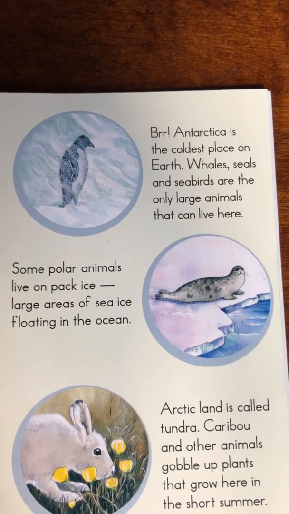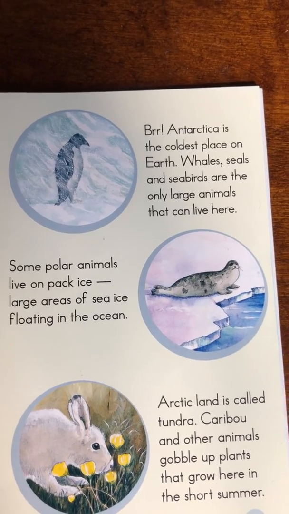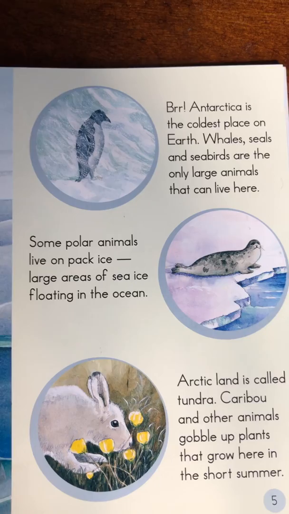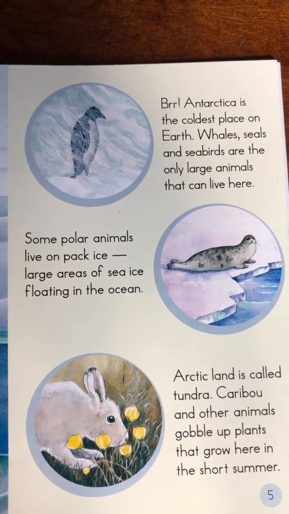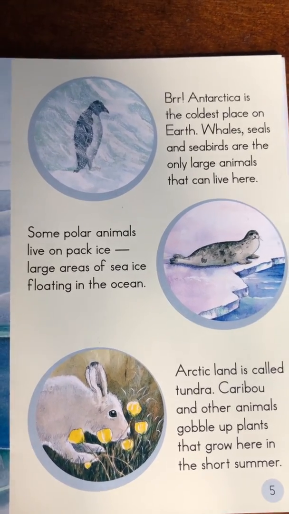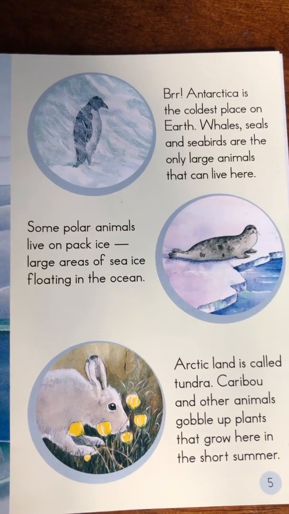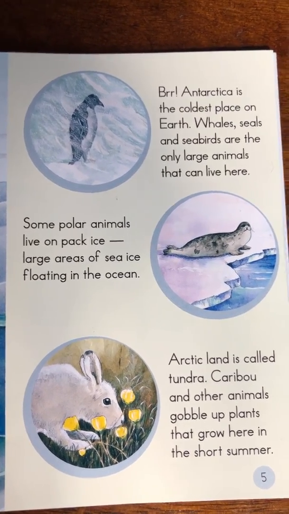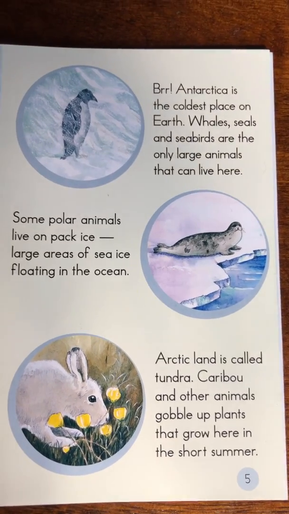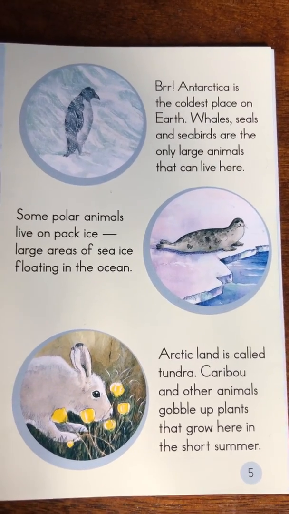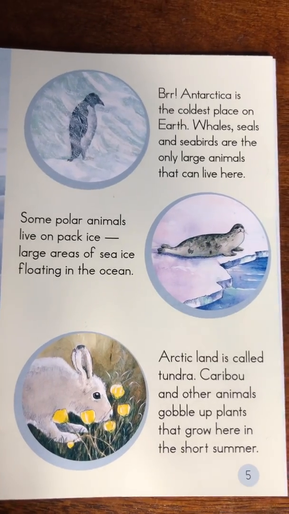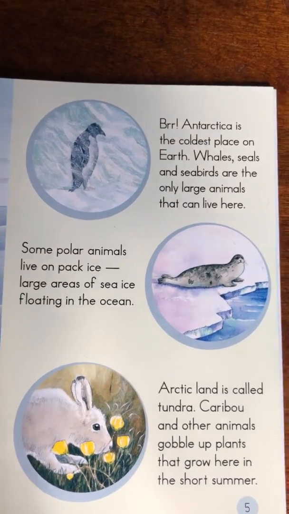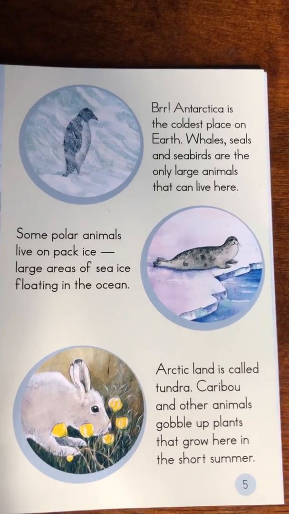Brr! Antarctica is the coldest place on Earth. Whales, seals, and seabirds are the only large animals that can live here. Some polar animals live on pack ice, large areas of sea ice floating in the ocean. Antarctic land is called tundra. Caribou and other animals gobble up plants that grow here in the short summer.